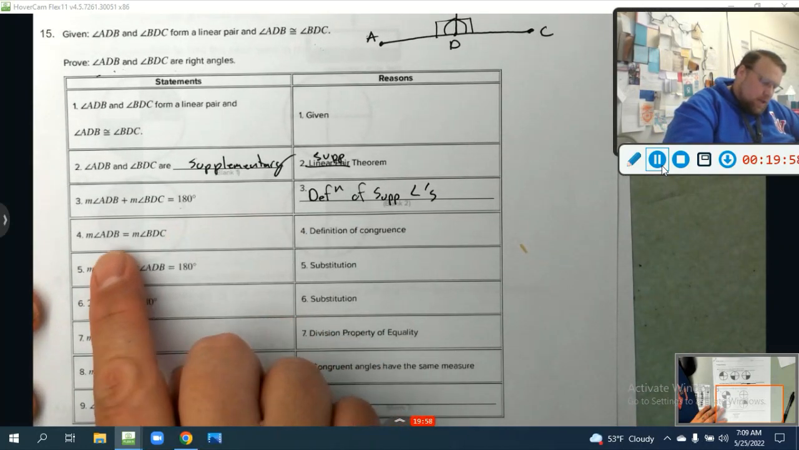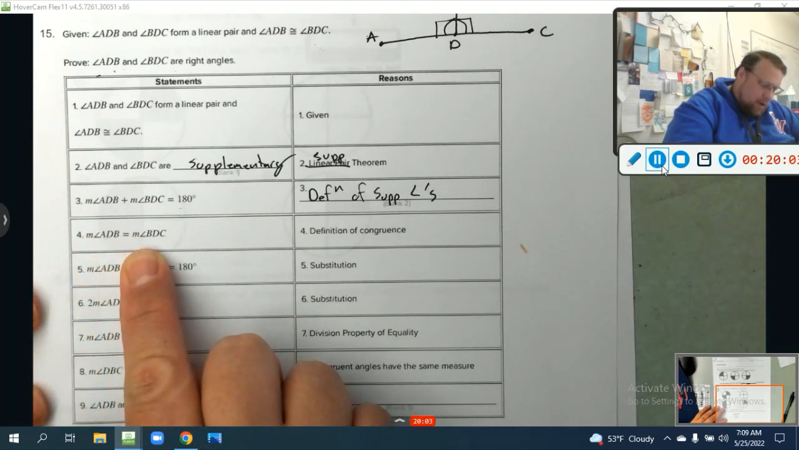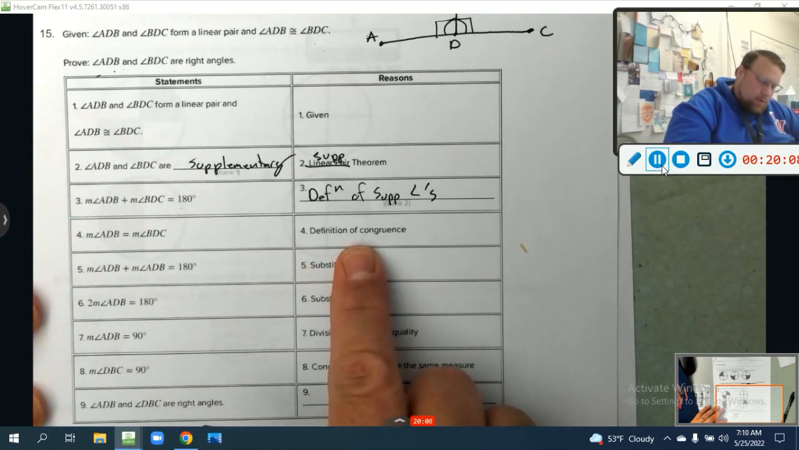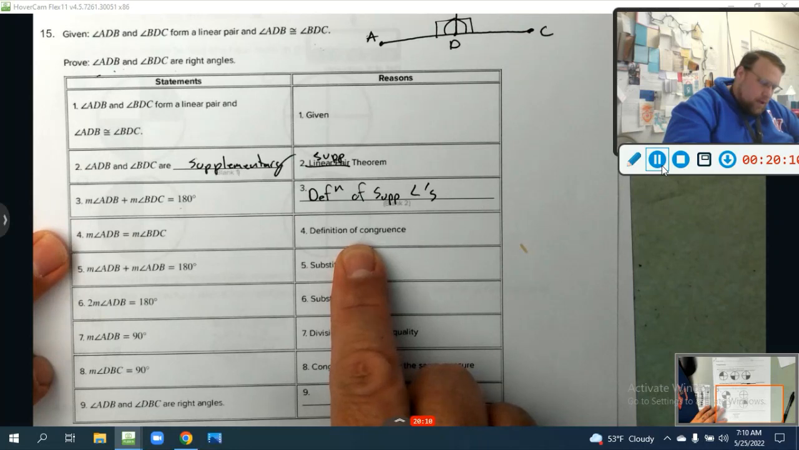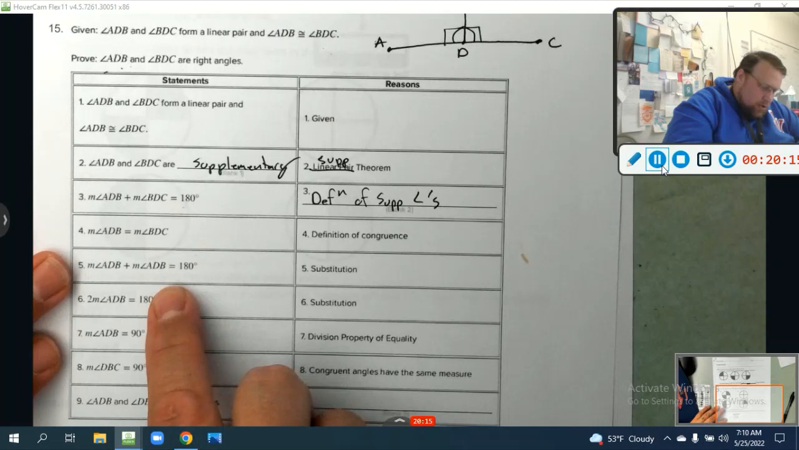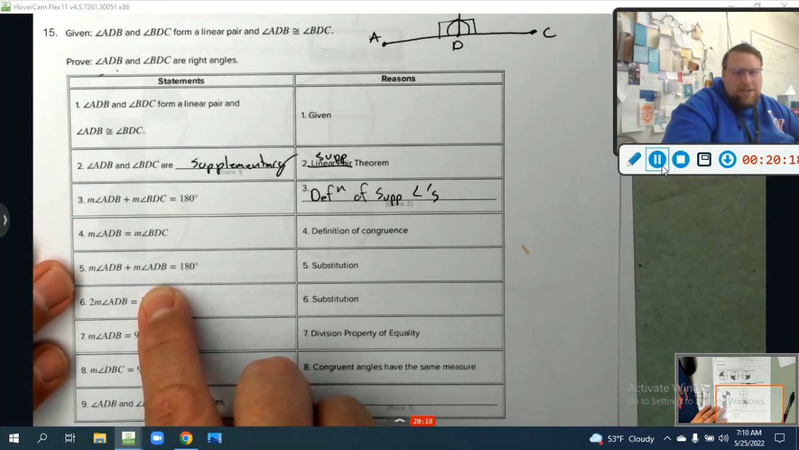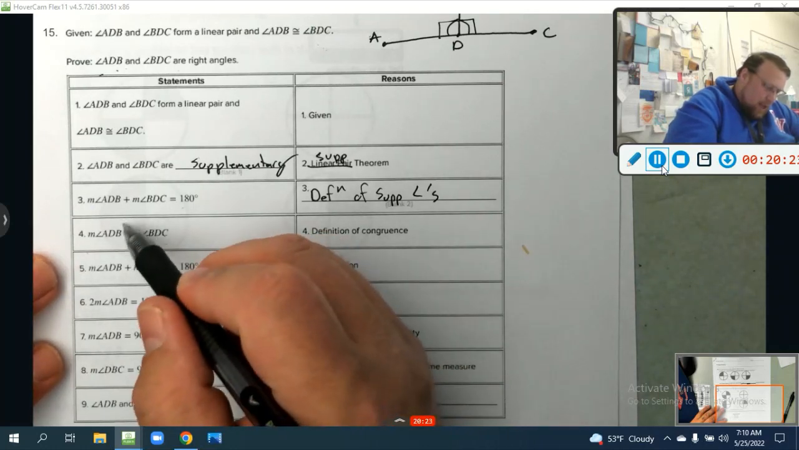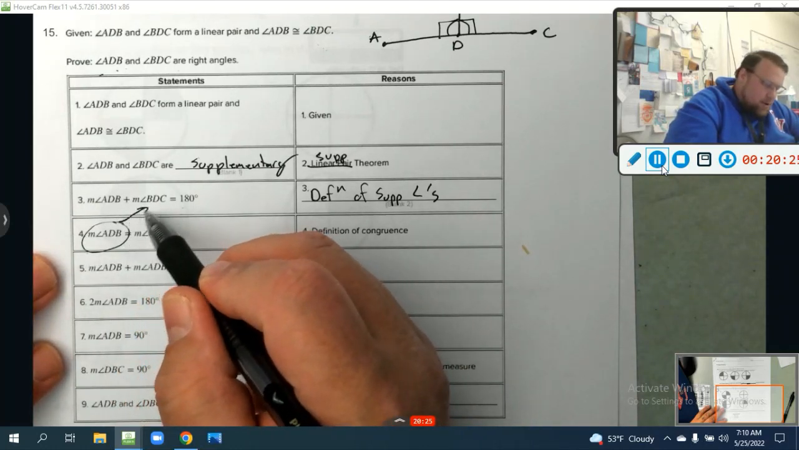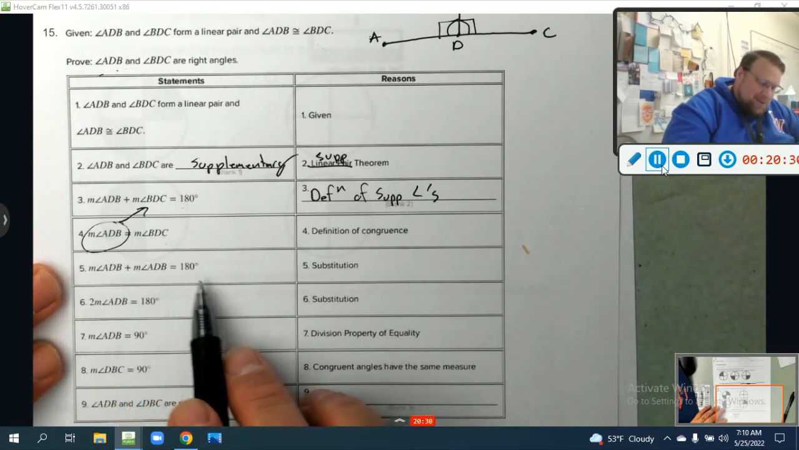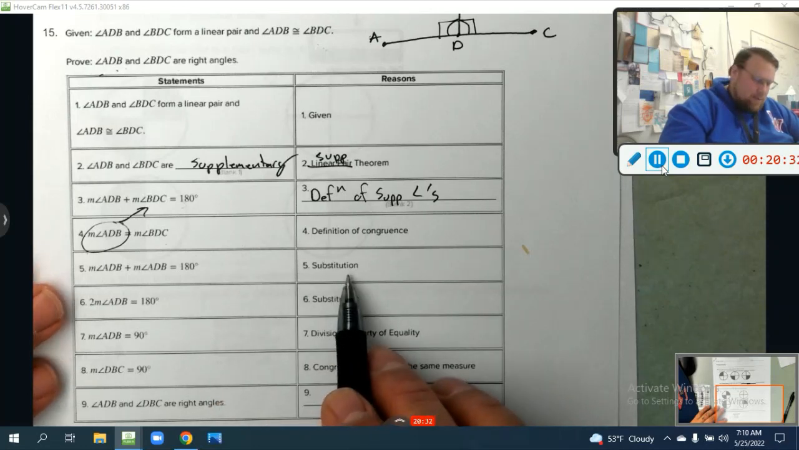So then we go from there to say, hey, we also know that the measure of angle ADB equals the measure of angle BDC. Remember, that was one of our givens, except it said it was congruent, so then we're just going to say definition of congruence. And since they're supplementary, we know the measure of angle ADB. Now check this out. If they're equal, we're going to take ADB right here and substitute it in for BDC. We're going to say the measure of angle ADB plus the measure of angle ADB equals 180 degrees. Sounds like a weird move, but that's substitution.